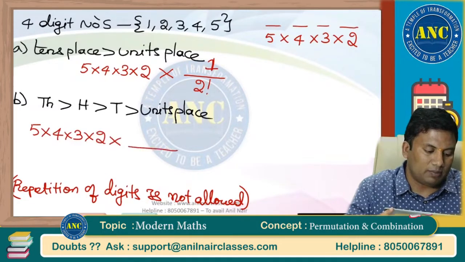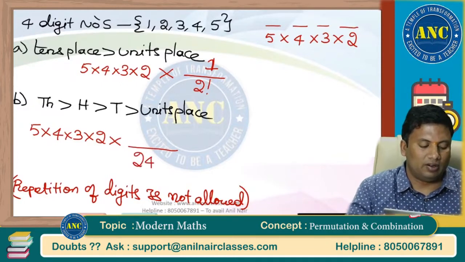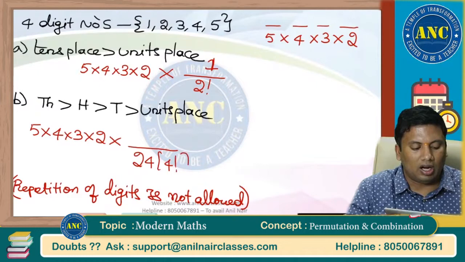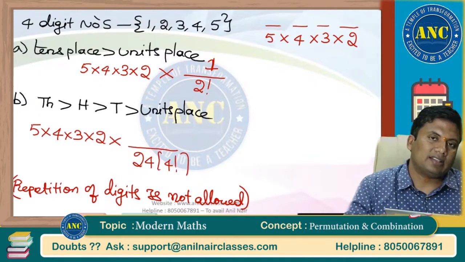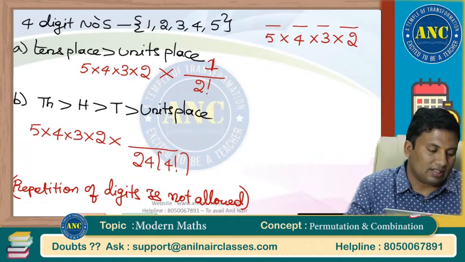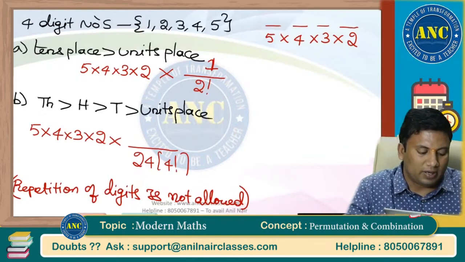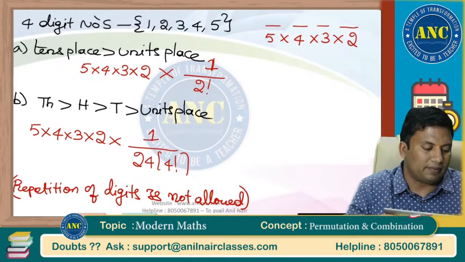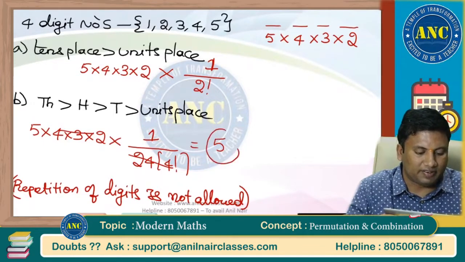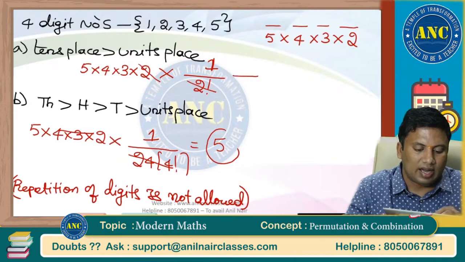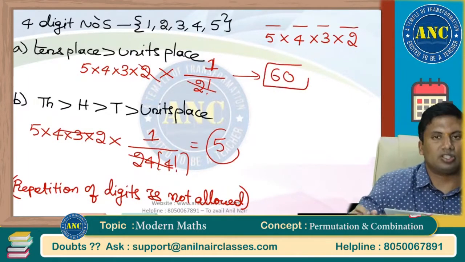4 values can be arranged among themselves in 4 factorial, which is 24. Of all of them, thousands greater than hundreds greater than tens greater than units, only 1 case will be there. So 24. Answer is nothing but 5, 2 cancel. Answer is nothing but 60.